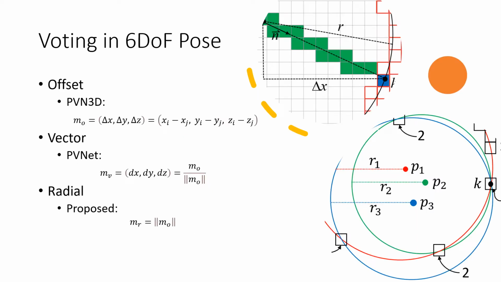There are two existing common voting schemes in 6DoF pose estimation, offset voting and vector voting. PVN3D uses offset voting. The network learns the offset from the keypoint to each of the foreground points or object points, whereas PVNet uses vector voting, which is a series of unit vectors pointing to the keypoint. These voting schemes require at least 2 dimensions for each vote. This can make the network harder to converge. We hereby propose a one-dimensional voting quantity called radial voting. It is simply the Euclidean distance from each foreground point to each of the keypoints.